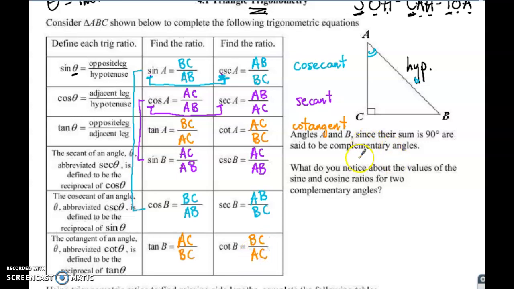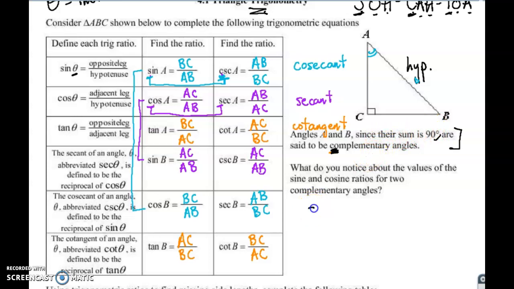And what you're supposed to notice about this is the reason why we call sine and cosine, secant and cosecant, tangent and cotangent, is this little phrase right here: angle A and angle B are complementary angles. And if you forgot what it means to be complementary, here's your definition. It's two angles that add to be 90 degrees.